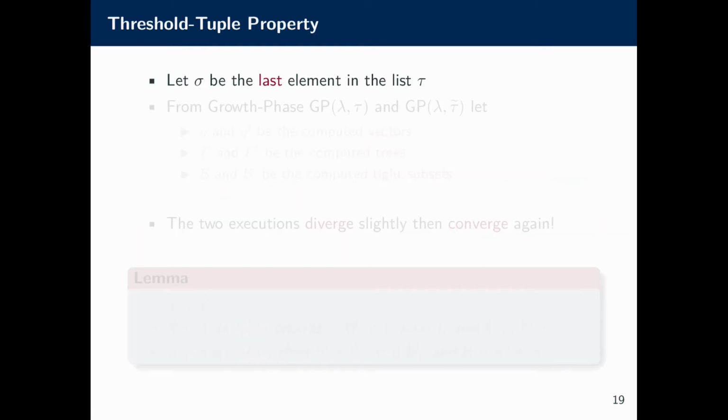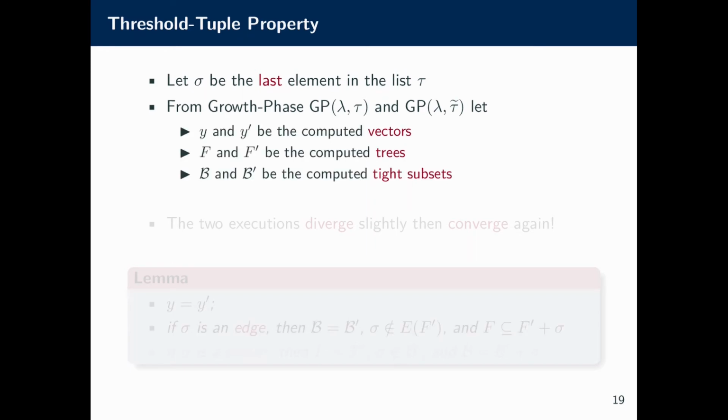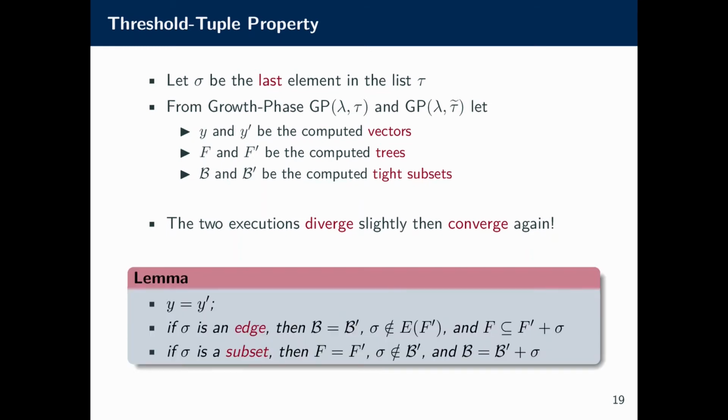We now state the main property of a threshold tuple. Let sigma be the last element in the list tau. Consider running the growth phase for lambda tau and lambda tau tilde, and let y and y prime, F and F prime, B and B prime be the computed vectors, trees, and tight subsets from these executions. What we observe is that the execution paths of the two growth phases diverge just slightly and then they converge again. And we can prove that both y vectors are the same.